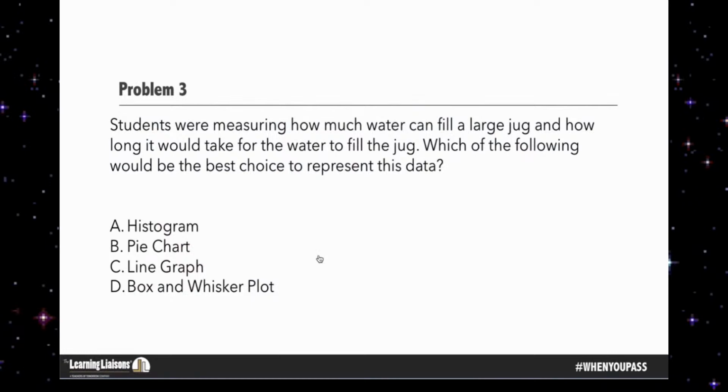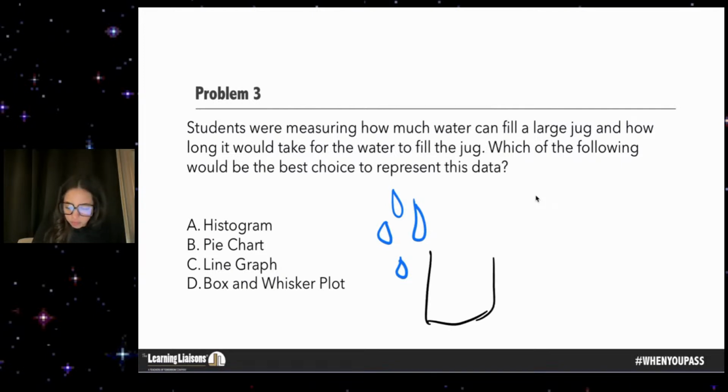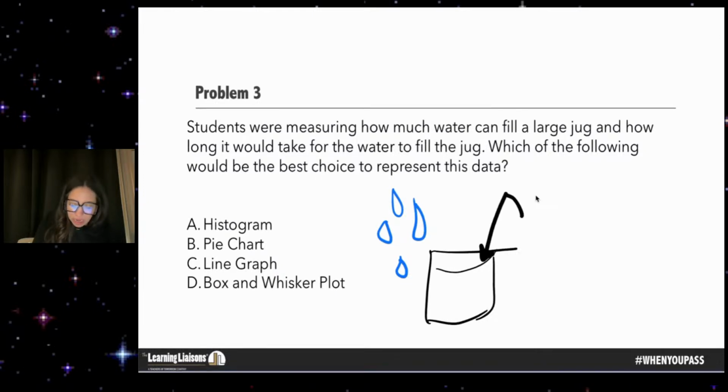Students were measuring how much water can fill a large jug and how long it would take for the water to fill the jug. Which of the following would be the best choice to represent this data? All right, so students are measuring how much water can fill a jug. So here's my water, and here's my jug. And we're just going to make it a bucket, all right? And we're measuring how much can go in and how long it's going to take to fill the jug.